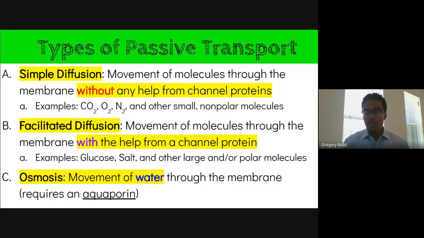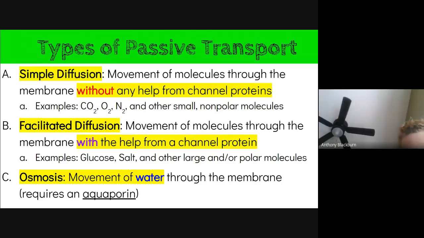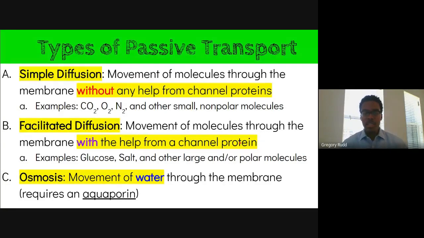So facilitated diffusion is different than simple diffusion because facilitated diffusion needs help. It needs the help of a channel protein to move through the membrane. And then Anthony, can you go ahead and read osmosis for us, please? Yes, sir. Osmosis, movement of water through the membrane, requires an aquaporin. Excellent, yeah. So that's an aquaporin. An aquaporin is a special type of channel protein that is used specifically for water.